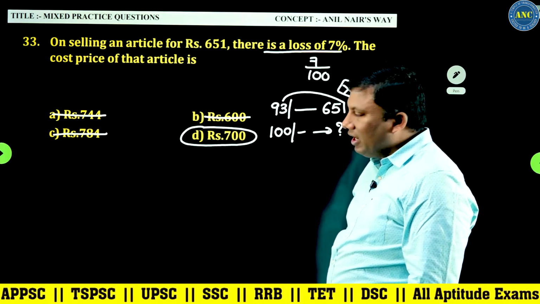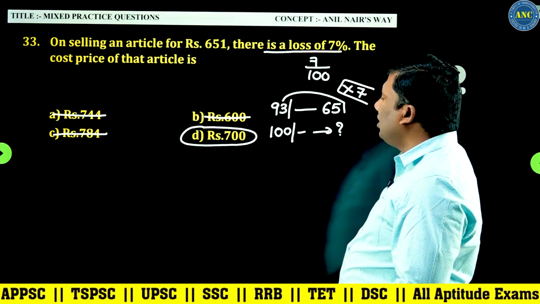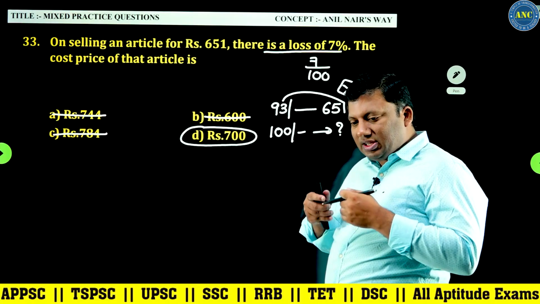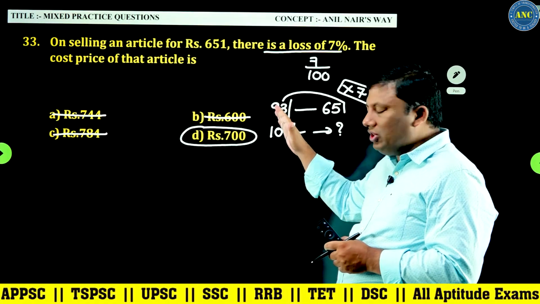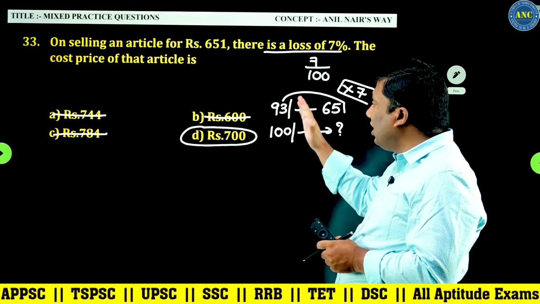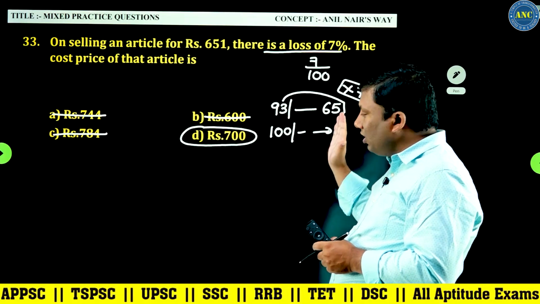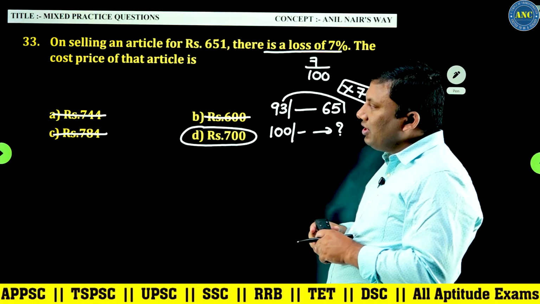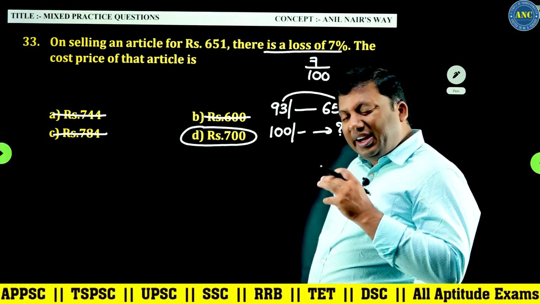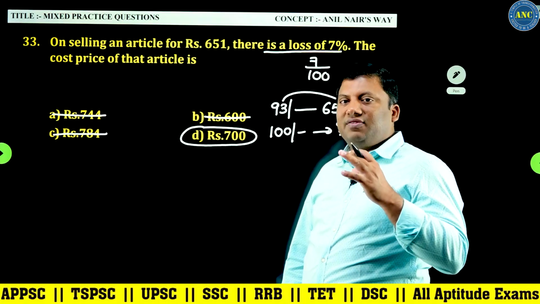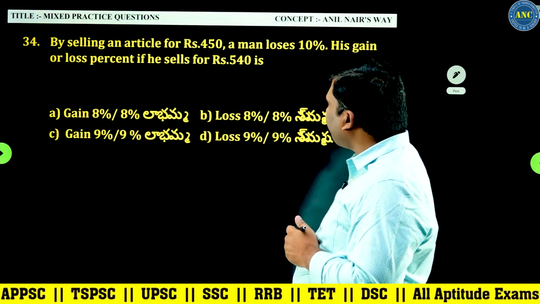Is the idea very much clear to you? Loss of 7 percentage, 100 minus 7, it is 93. 93 is becoming 651. 3 sevens are 21. 1 sevens are 7. Answer, rightmost non-zero digit should end with 7. Rightmost non-zero digit is a very powerful logic, sir.